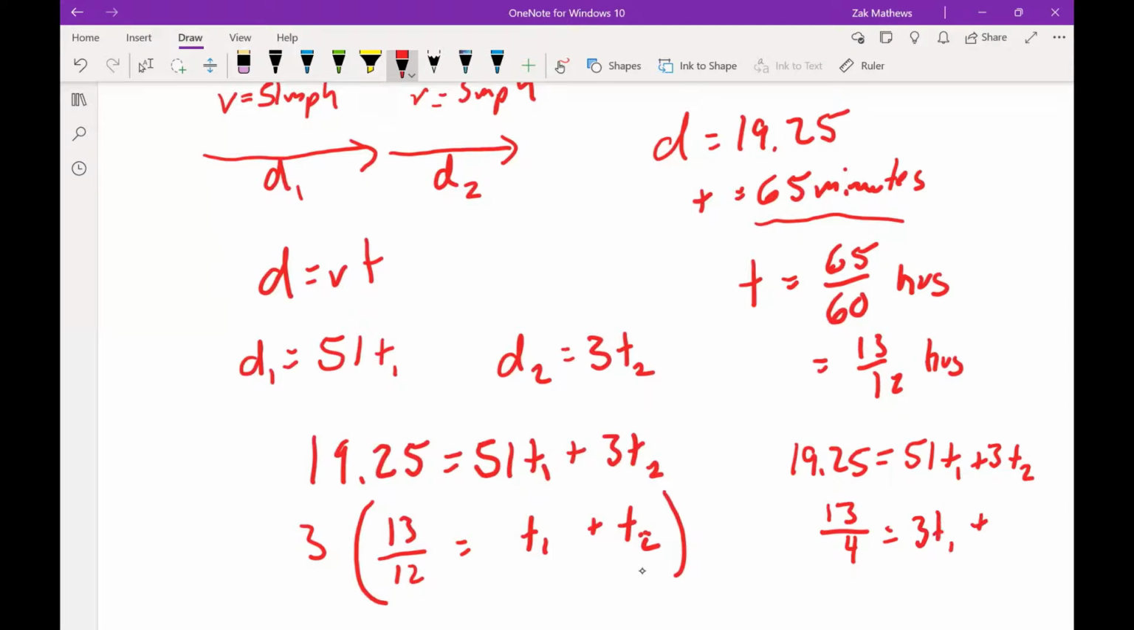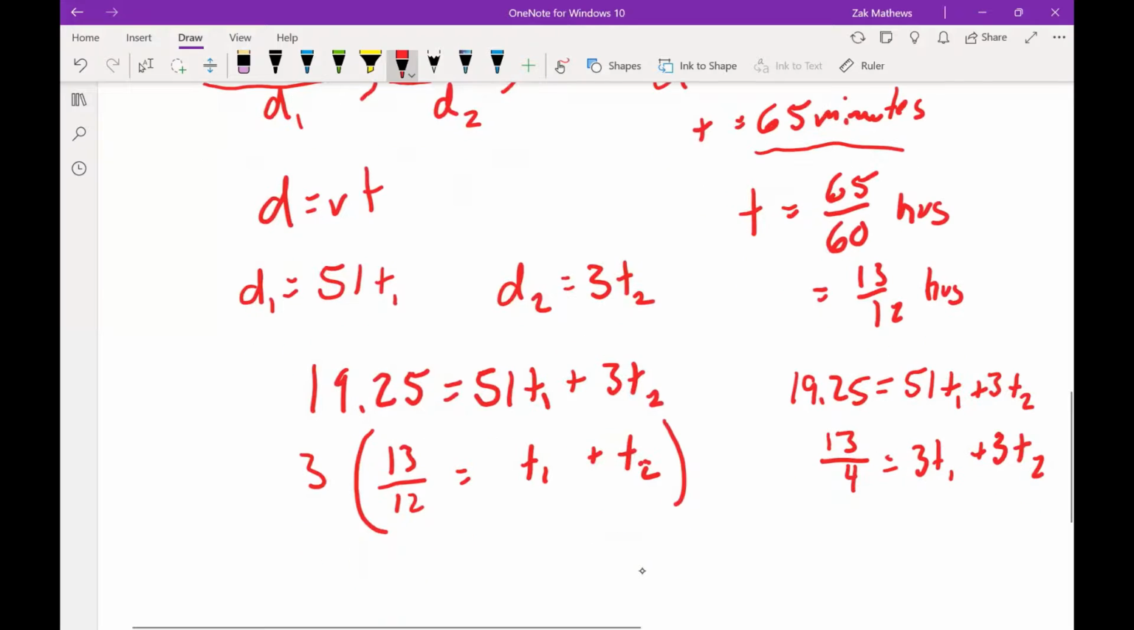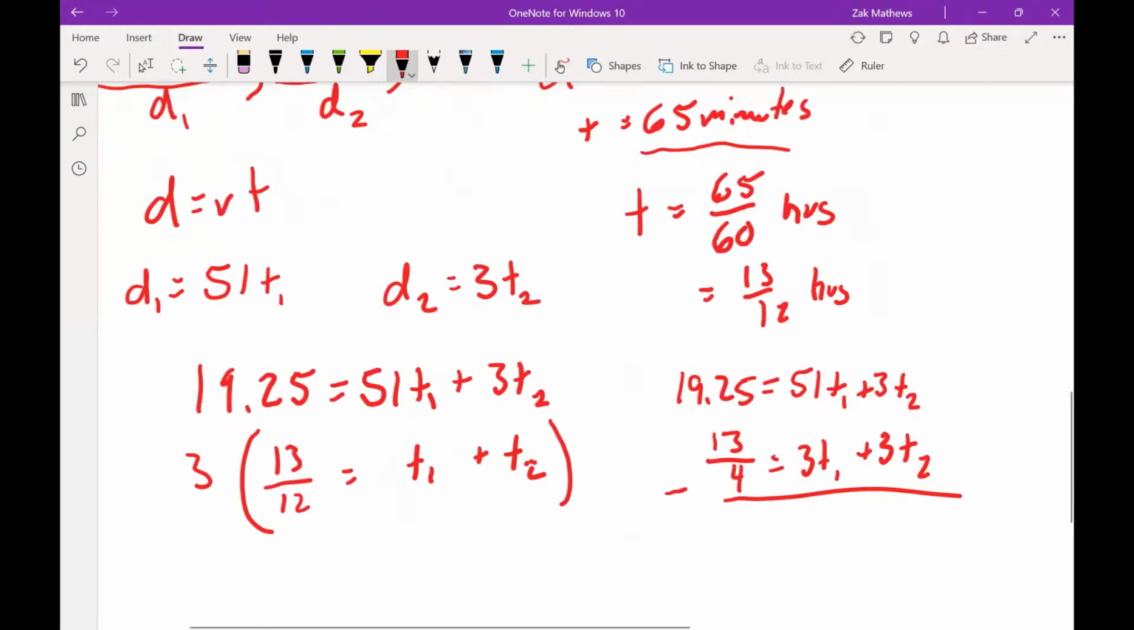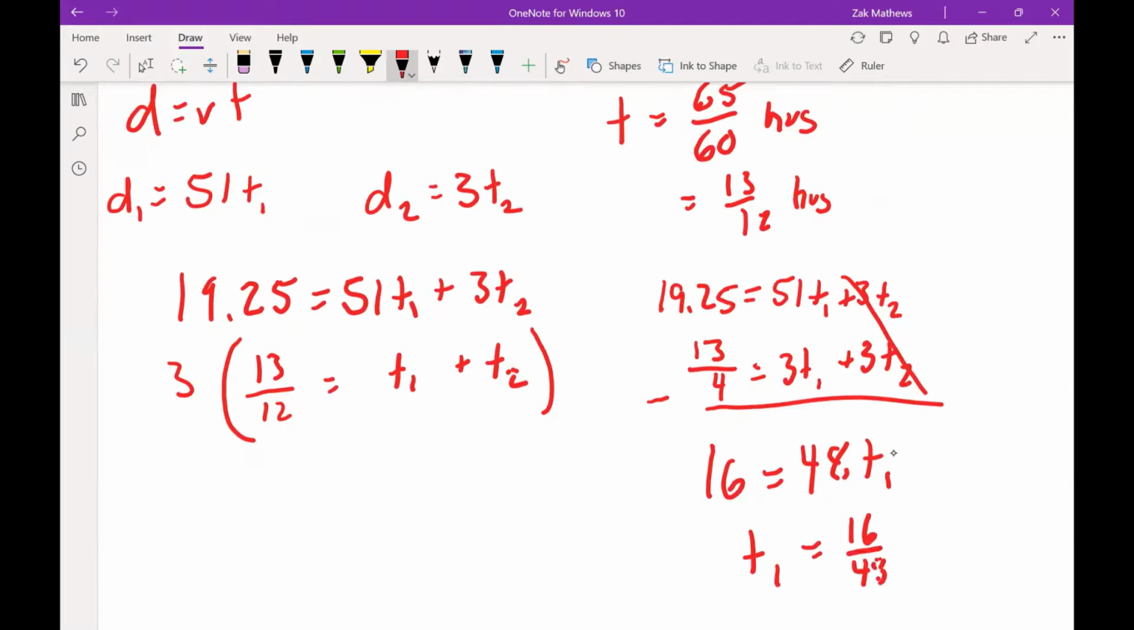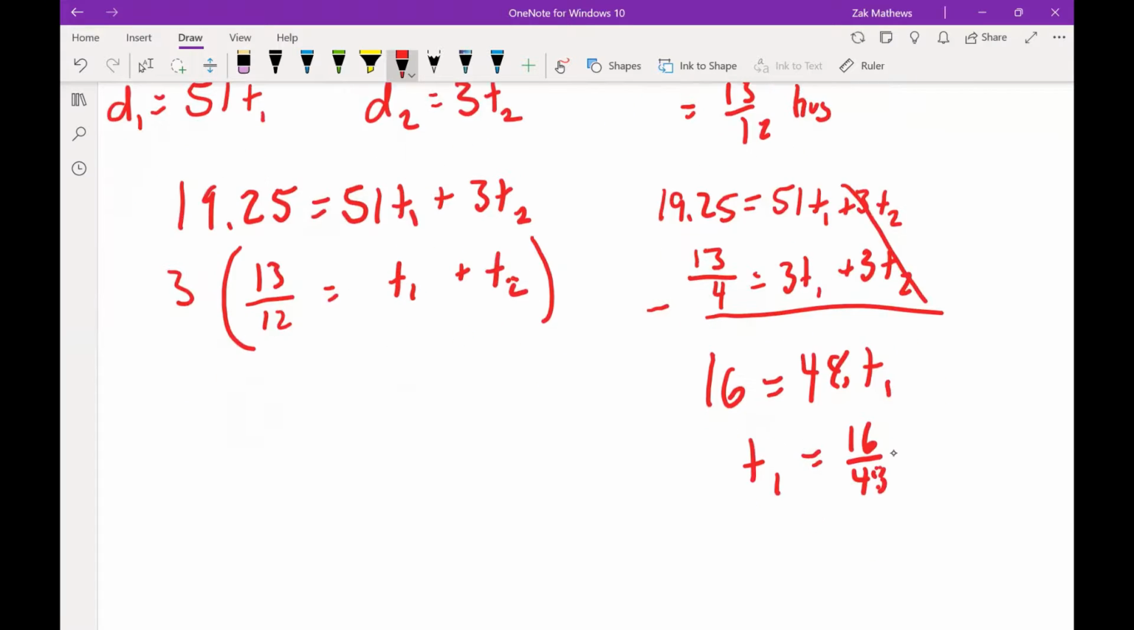3T1 plus 3T2. And I need to subtract in order to get those T's to eliminate. I could have also multiplied by the -3, and then they would have canceled directly, but here I have to subtract because I just used the same signs. So I have 19.25 minus the 13/4, and that gives us 16. 51 minus 3 is 48. And then the T2s cancel. So to get T1 all by itself, I'm going to divide by the 48, 16 over 48, which would simplify to a third. So T1 is equal to 1/3 of an hour, also equal to 20 minutes.